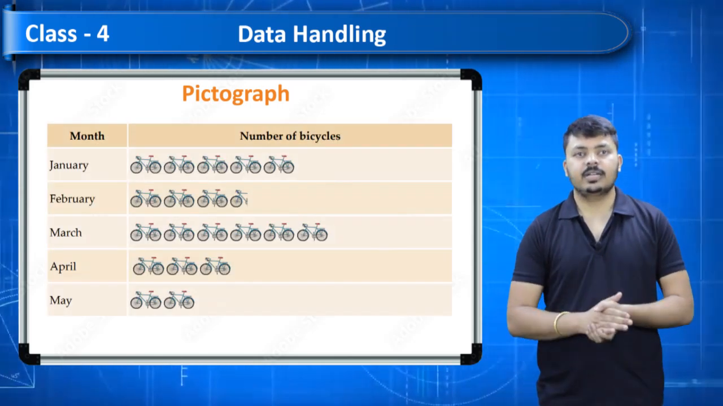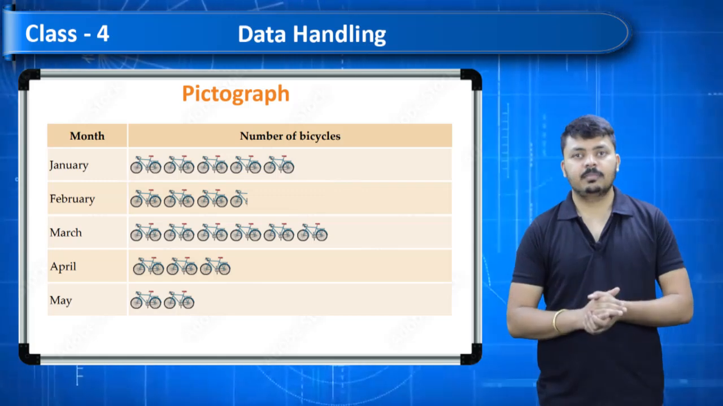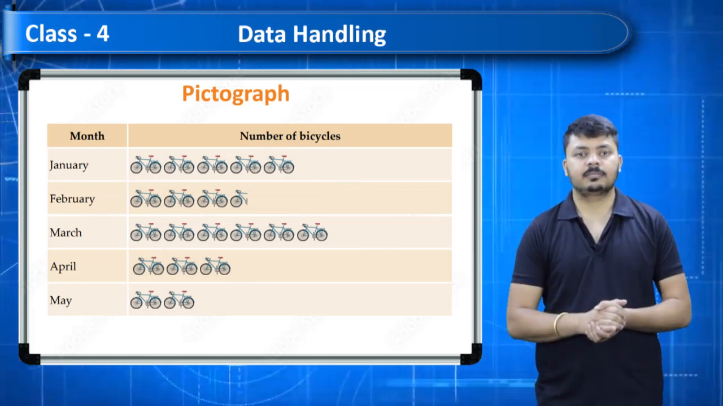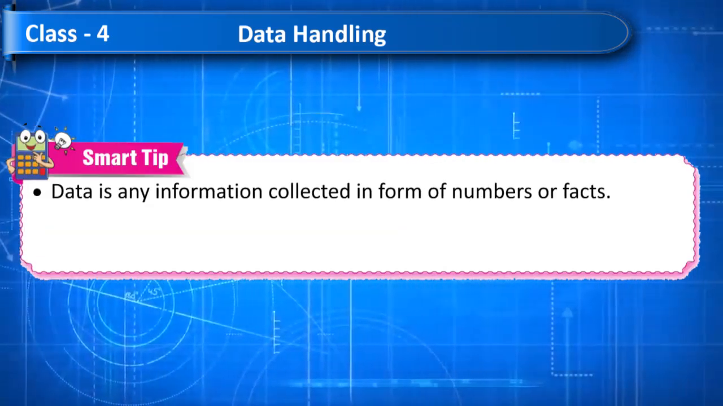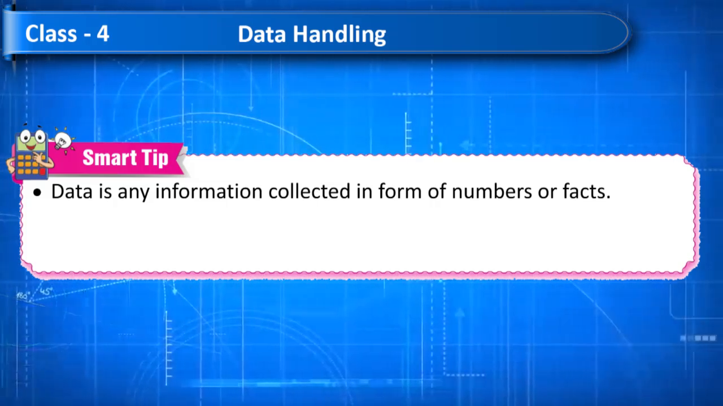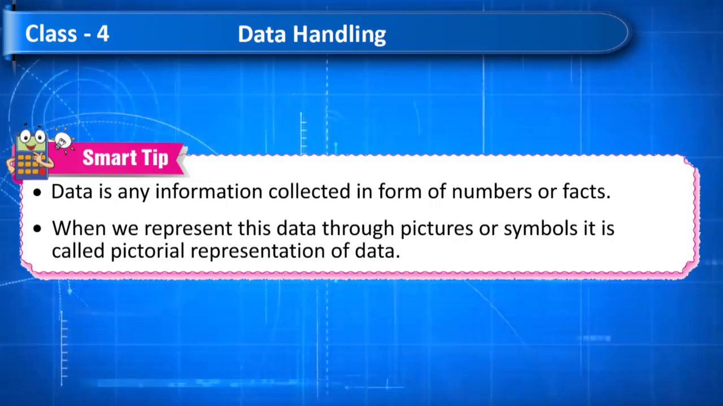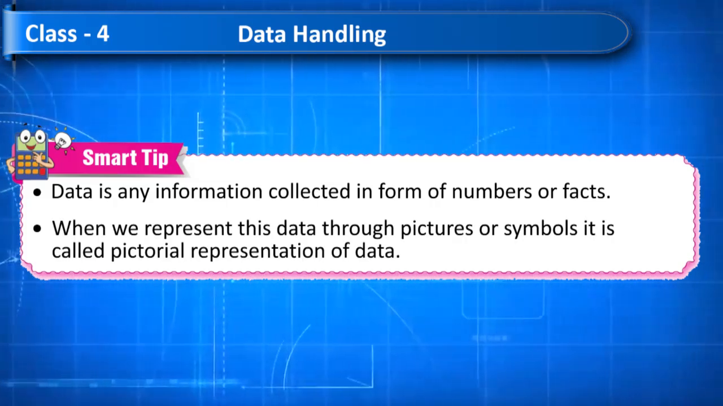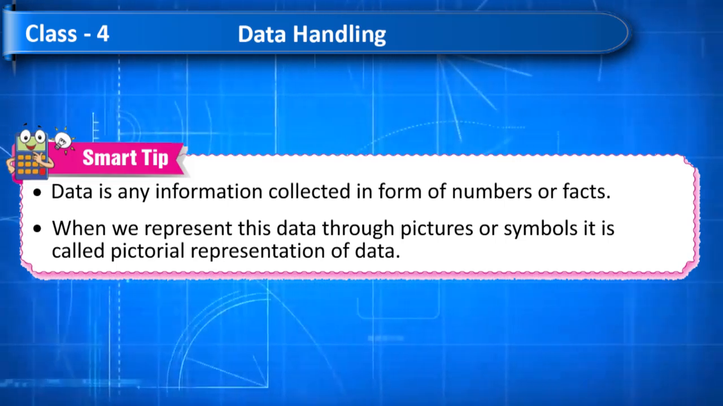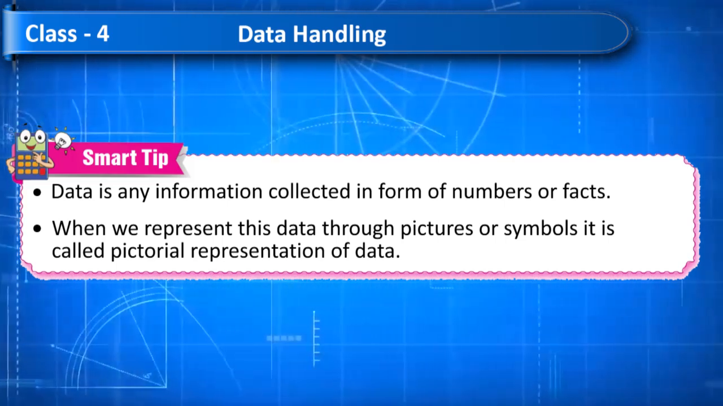As you can see here, every month is represented by number of bicycles. Smart tip: data is any information collected in form of numbers or facts. When we represent this data through pictures or symbols, it is called pictorial representation of data.